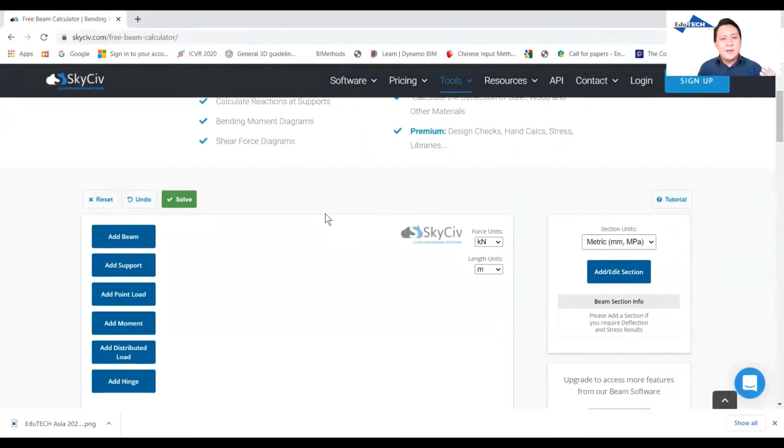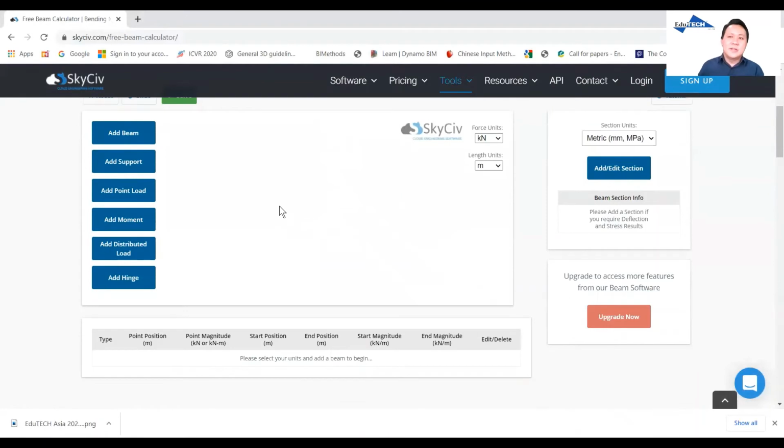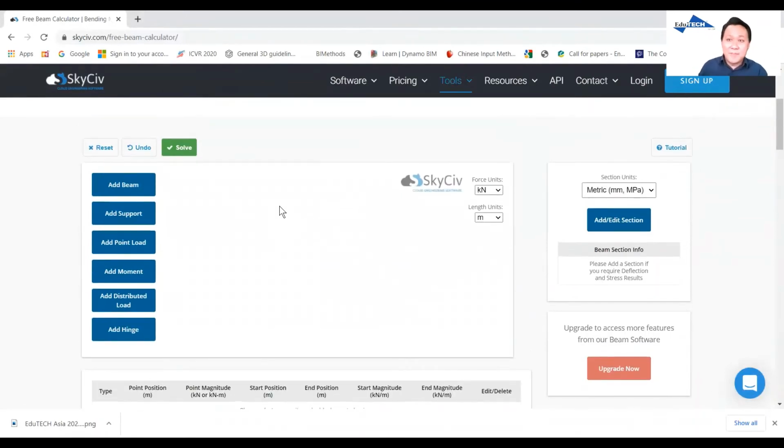When I'm showing the website, the students can do the same. Most probably, the students are in front of their laptop or desktop during an online class, so they can just open a browser and follow the instructions.